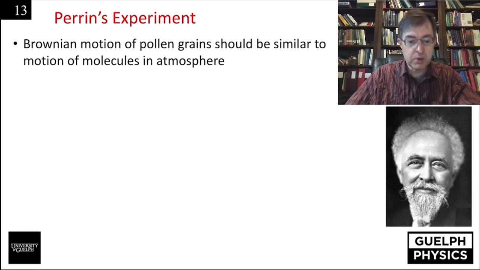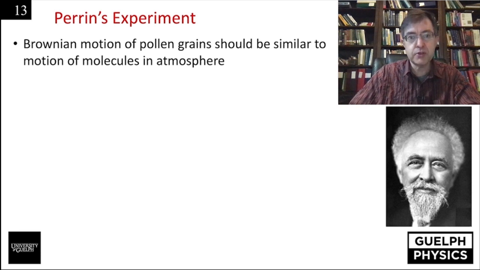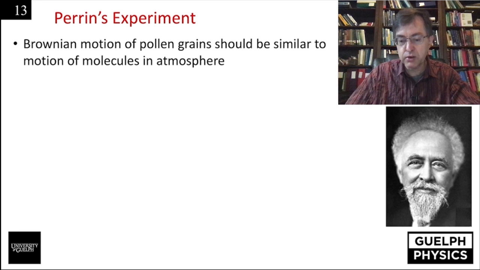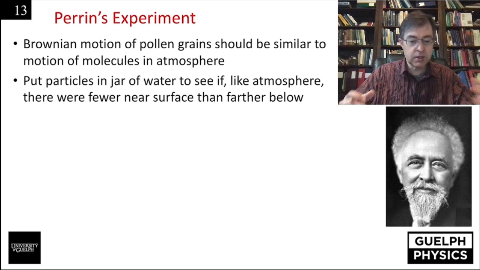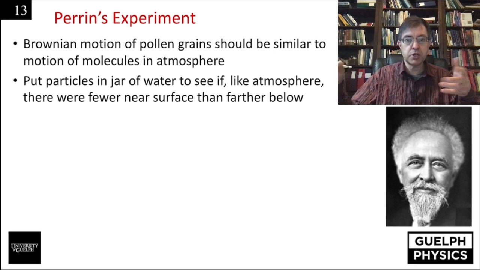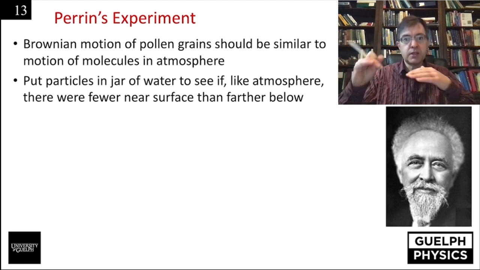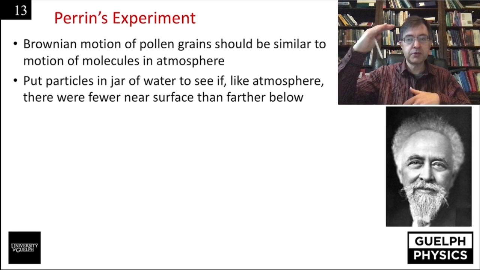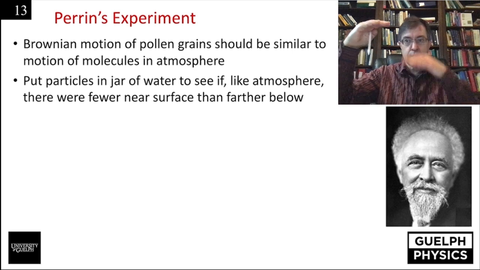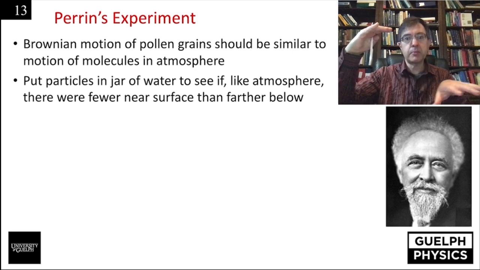So Perrin hypothesized that the Brownian motion of a pollen grain should be similar to what we were talking about in Module 1, the distribution of motion of molecules in the atmosphere. And so, similar to the barometric formula, he wanted to see if he put these pollen particles in a jar of water, like the atmosphere, there were fewer particles near the surface up at the top and more particles down here near the bottom.